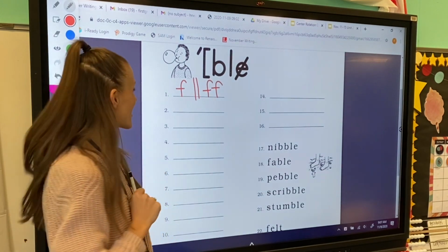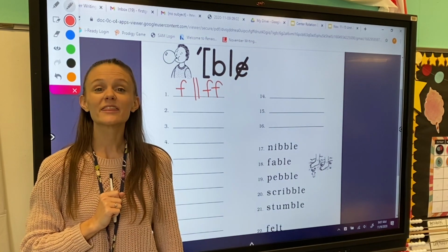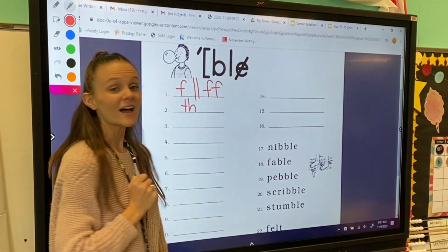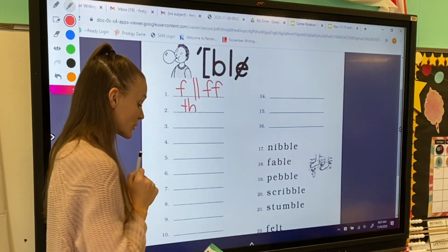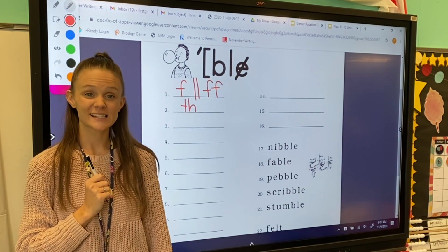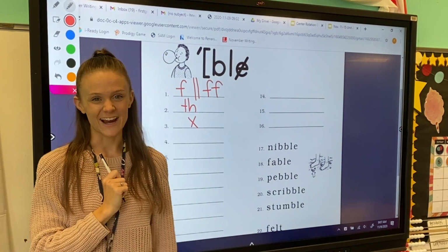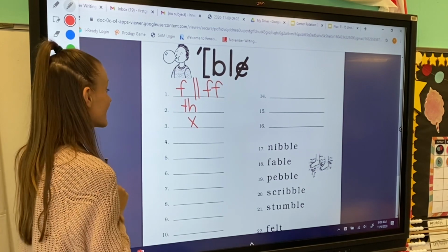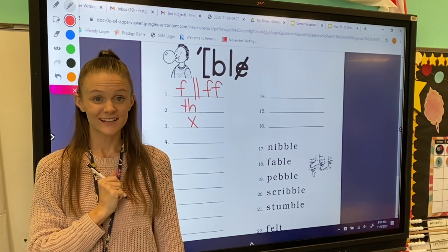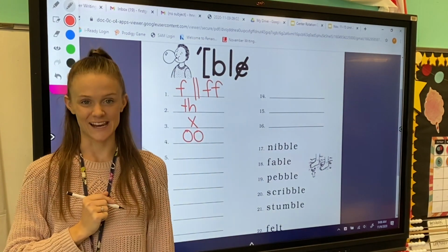Very good. For number 2, my letter sound is th. Yes, T-H makes the th sound. For number 3, my letter sound is X. X. Letter X makes the X sound. For number 4, my letter sound is oo. The digraph O-O makes the oo sound.